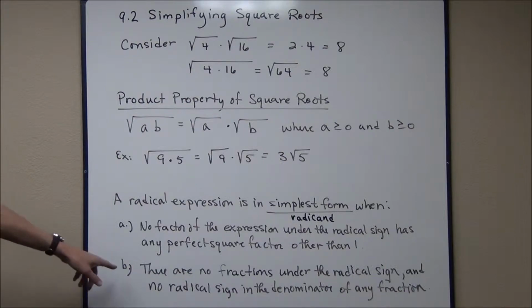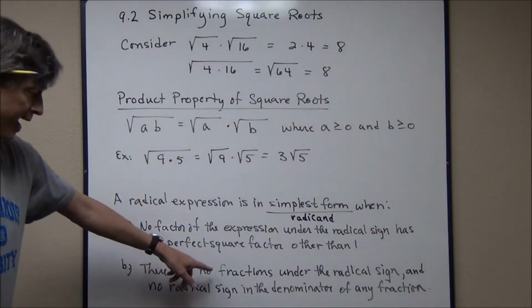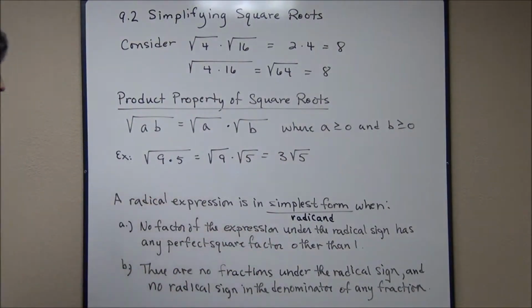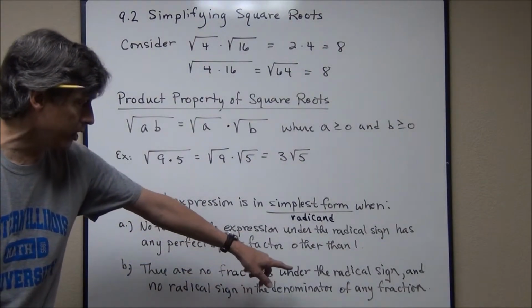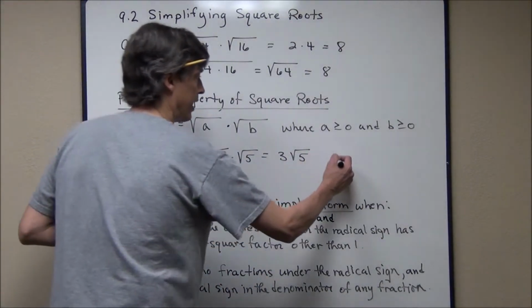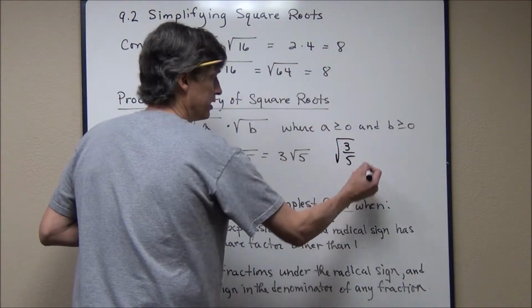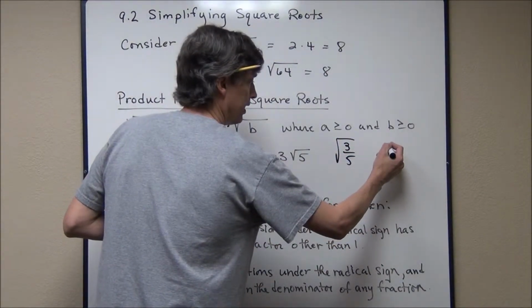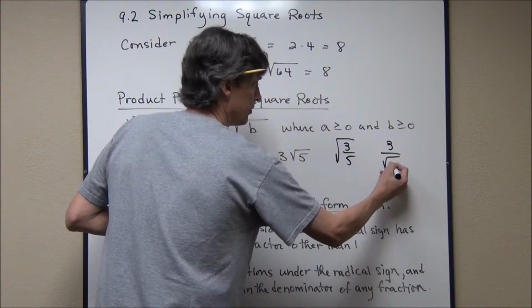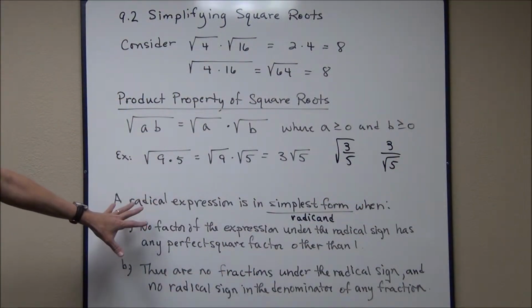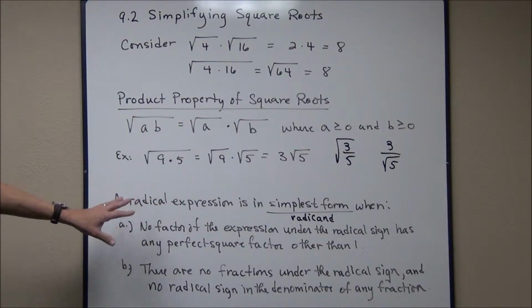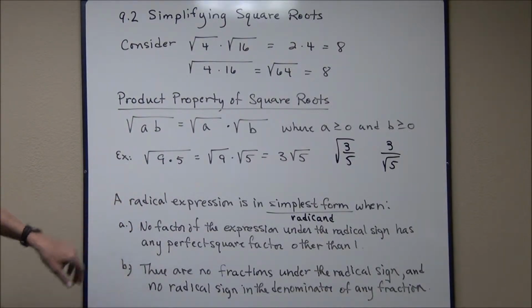And there's a second stipulation there. There are no fractions under the radical sign. You can't leave the square root of a fraction and have it in simplest form. And on top of that, you can have no radical sign in the denominator of any fraction. So you can't have something like this and call that simplest form, and you can't have something like this. There's no way we can have that and it's still considered simplest form. So we'll do some examples of simplifying radicals next.